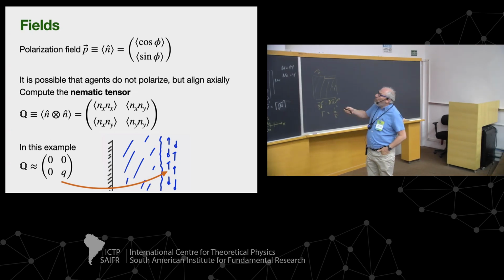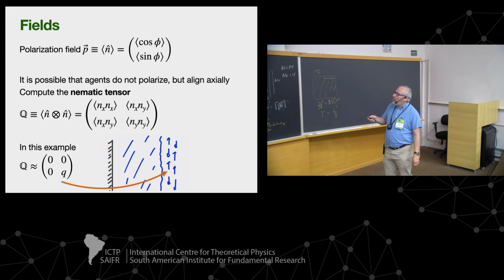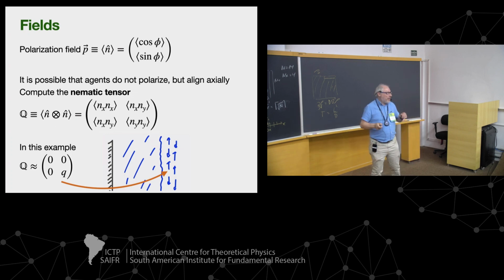So how do you measure that? Is, as Julia said, with the Q tensor. I'm not writing exactly the same Q tensor as Julia. I'm going to discuss that in a moment. So this Q tensor is a tensor. In tensorial notation is the director times the director. That means that I'm going to compute the average of nx nx, nx ny, ny nx, and ny ny. So 4 components.